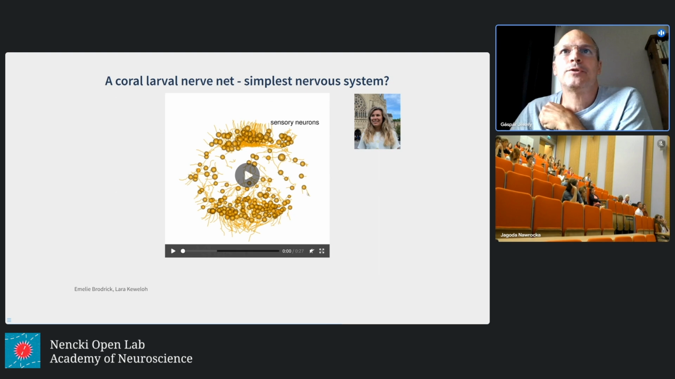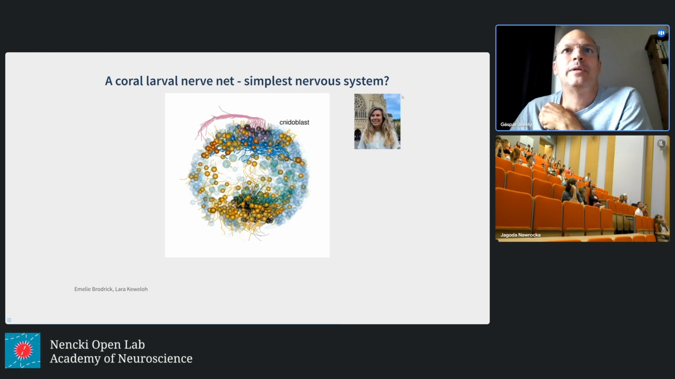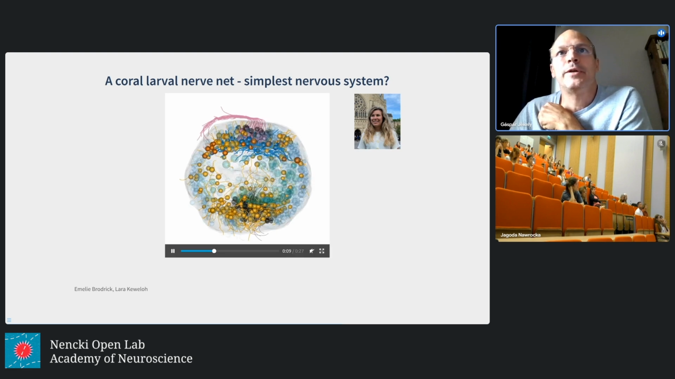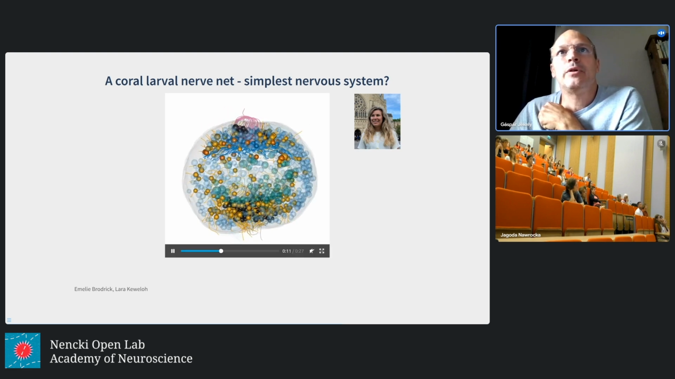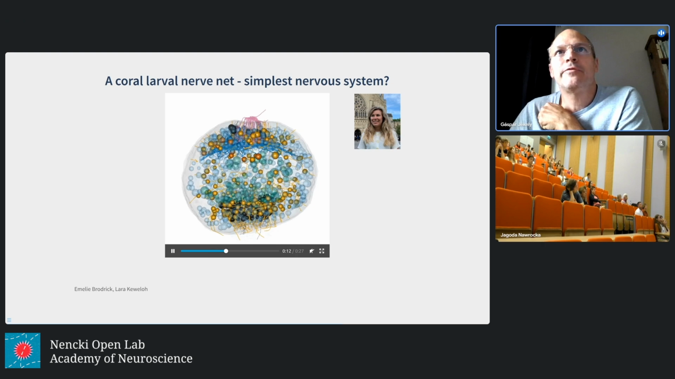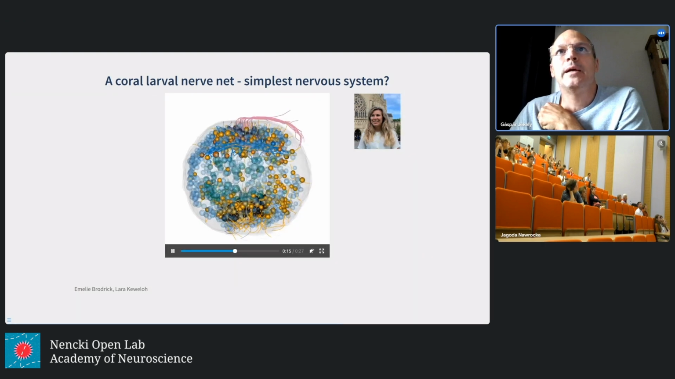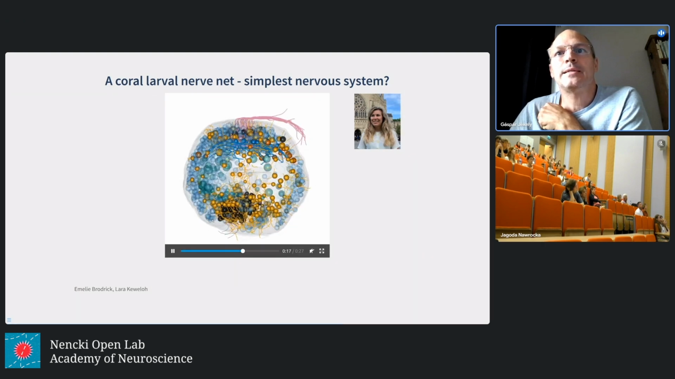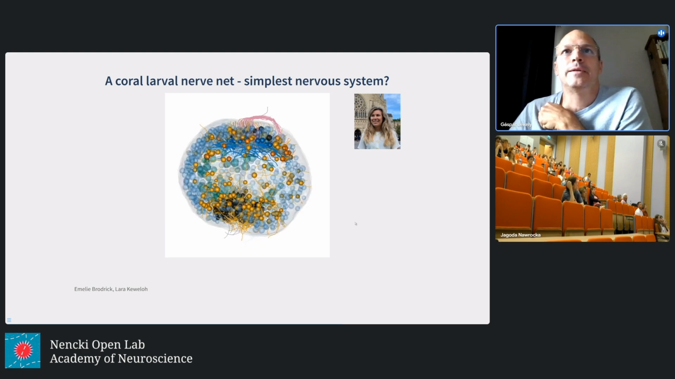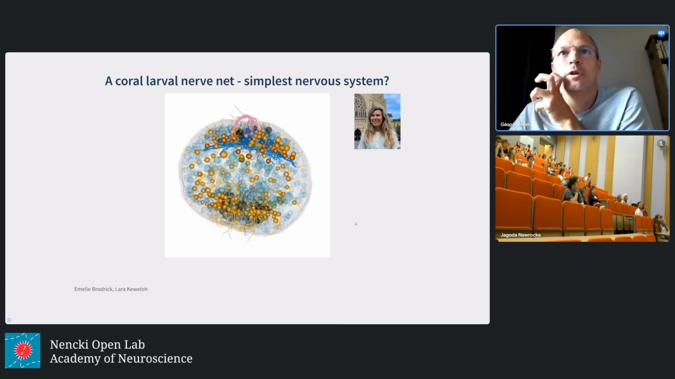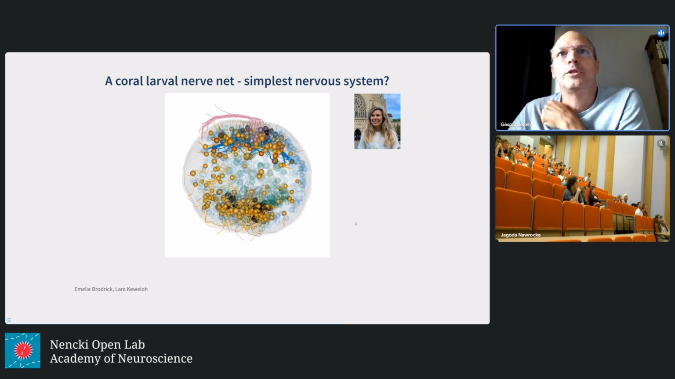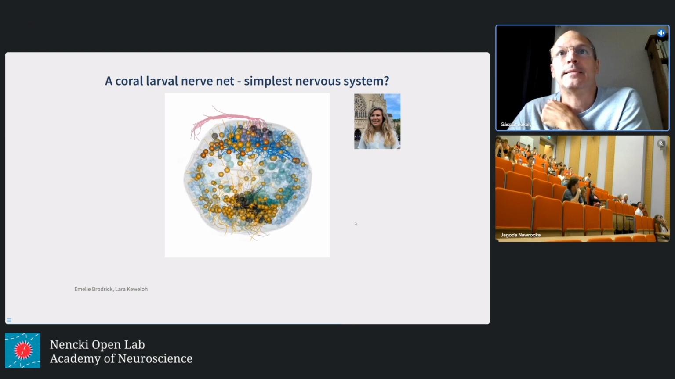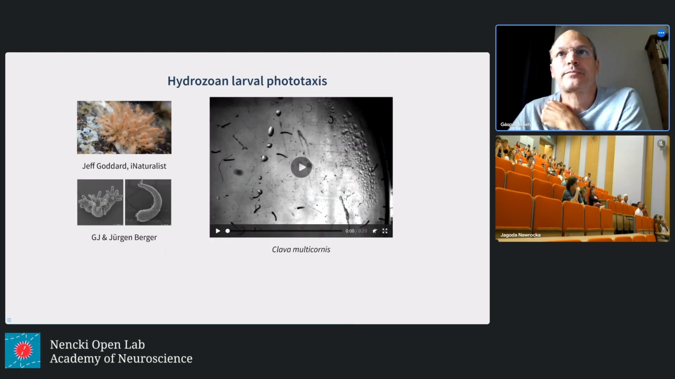And we are also trying to understand the neuronal mechanism of this, and we have an electron microscopy reconstruction done by Emily Broderick of one such larva. You can see here, it's a very simple nervous system. These blue cells form a nerve net, and we have some ciliated sensory cells in this larva. And there's really a very simple neuronal wiring here, which is underlying this light sensing and other behaviors.